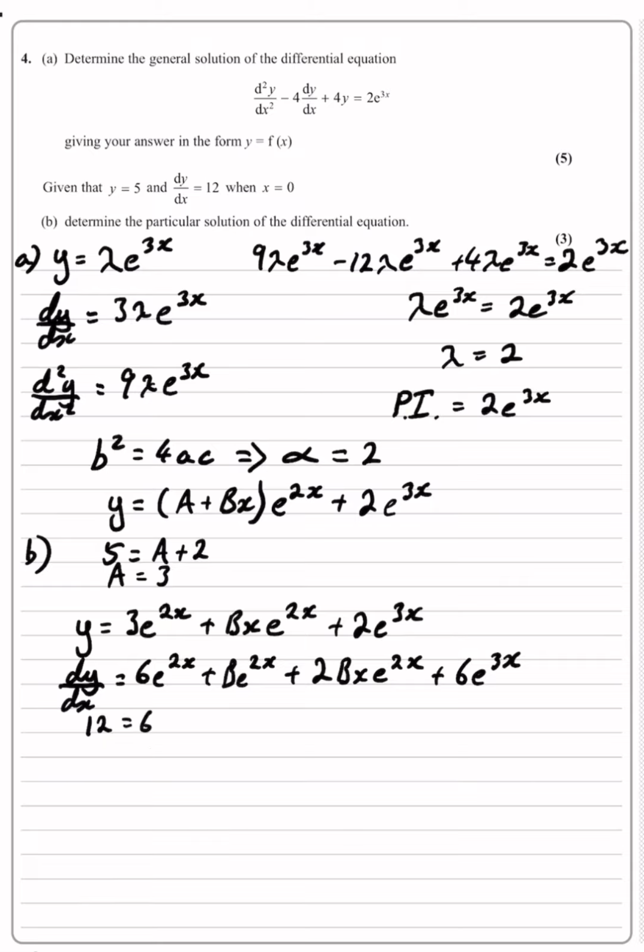Tells us that dy by dx is equal to 12, so let's set dy by dx to 12, plug in x equals 0, and we can deduce that b must be equal to 0. So our particular solution for this setup is going to be y equals 3e to the 2x plus 2e to the 3x.